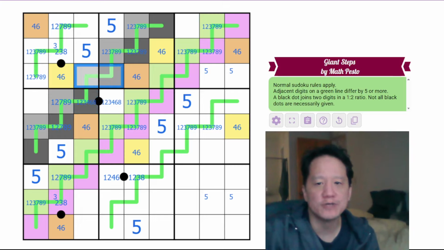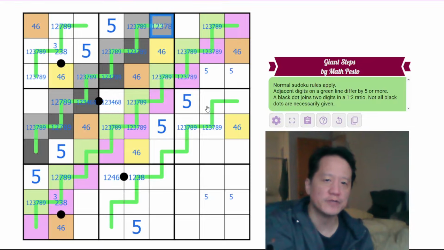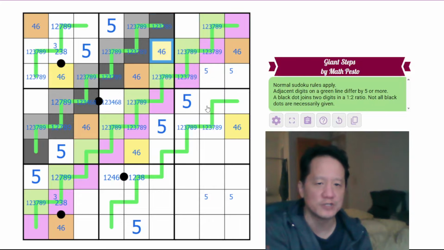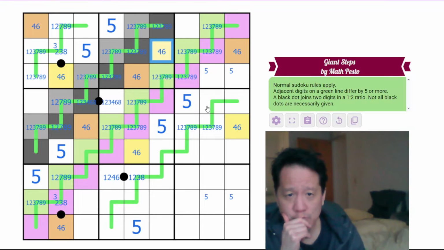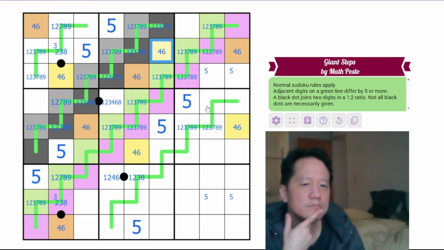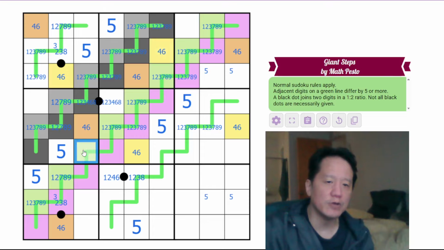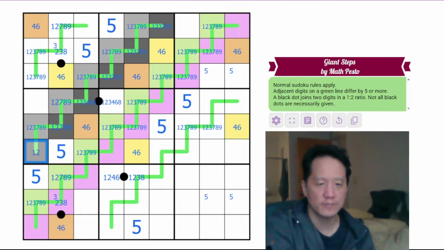These are 1, 2, 3, 7, 8, 9. Oh, this must be 1, 2, 3, 7, 8, 9 because we have both 4, 6s in that box. This cannot be 4 and 6 because they see the yellow 4, 6 and the orange 4, 6. So it's 1, 2, 3, 7, 8, 9.